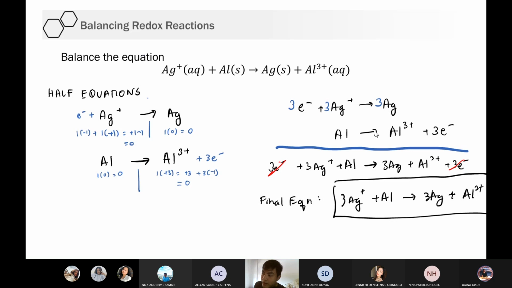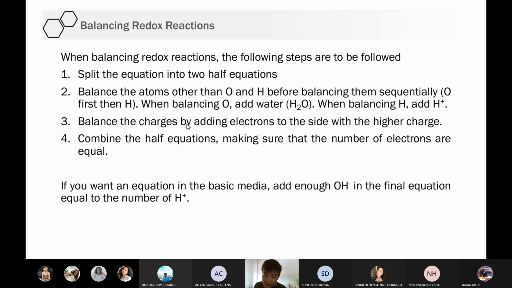Now, you can combine them. And as you can notice, the electrons will simply cancel out kasi meron sa left, meron sa right. Pwede mo i-cancel out yan. And the final equation is this one. Okay? So, ano lang yan? 4 easy steps. Ayan. So, easy pa lang kasi yung problem natin. Wala pa tayong oxygen, hydrogen dito eh. Okay? Pero ang dali lang, no? You just follow this, no?